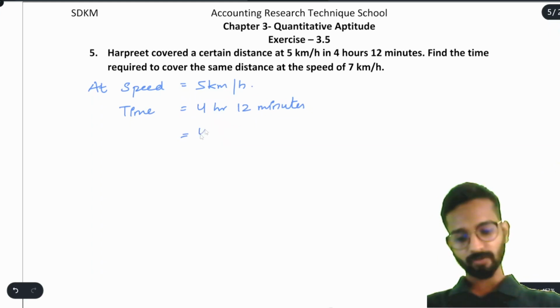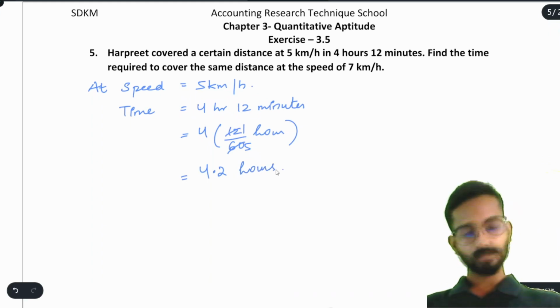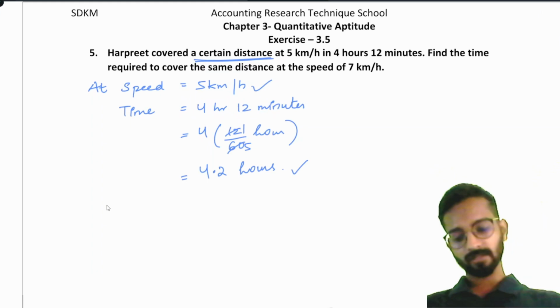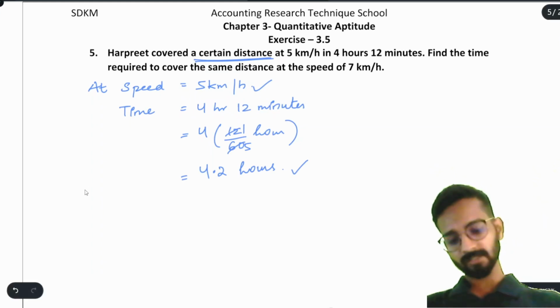When it is given 4 hours 12 minutes, you have to convert in hours, so 12 by 60 hours, that is nothing but 4, 12 ones are 12, 5s are 1 by 5, is nothing but 0.2, so 4.2 hours. Simple. Now this is time, this is speed. They are saying they covered a certain distance. They have not given the distance. They are saying if he drives at 5 km per hour and if he drives for 4.2 hours, he will cover a certain distance. Now, what we can do, we can find the certain distance now only.